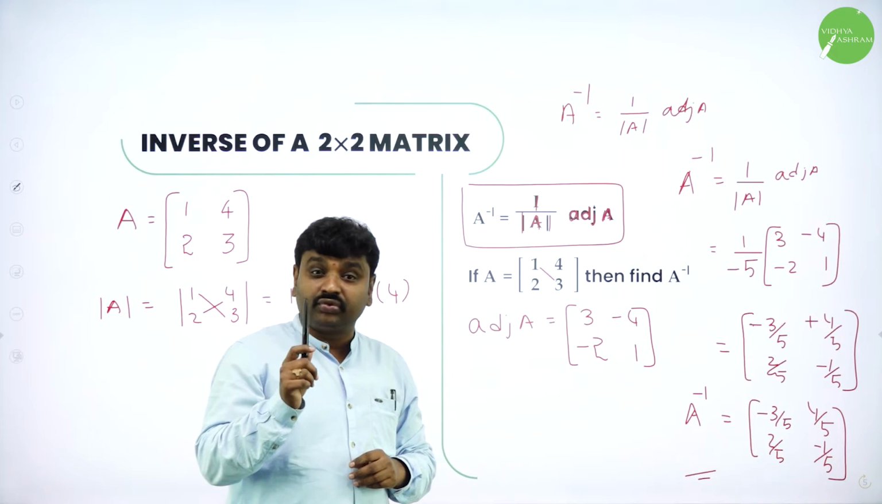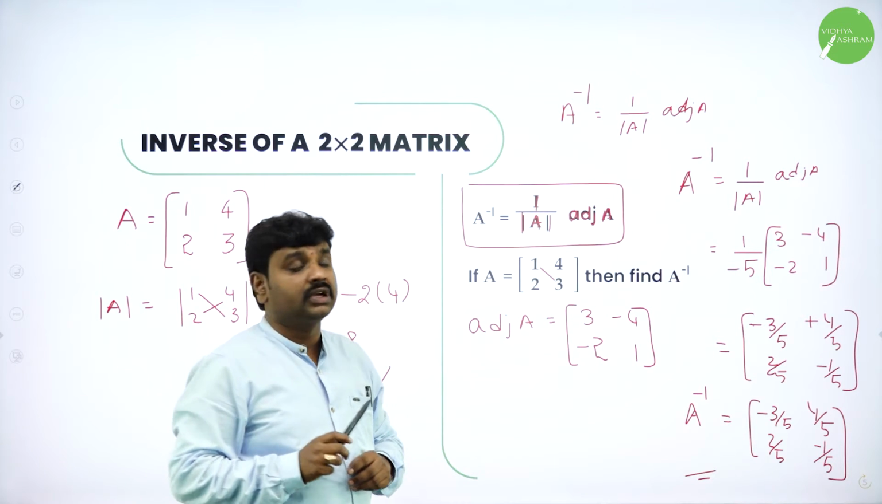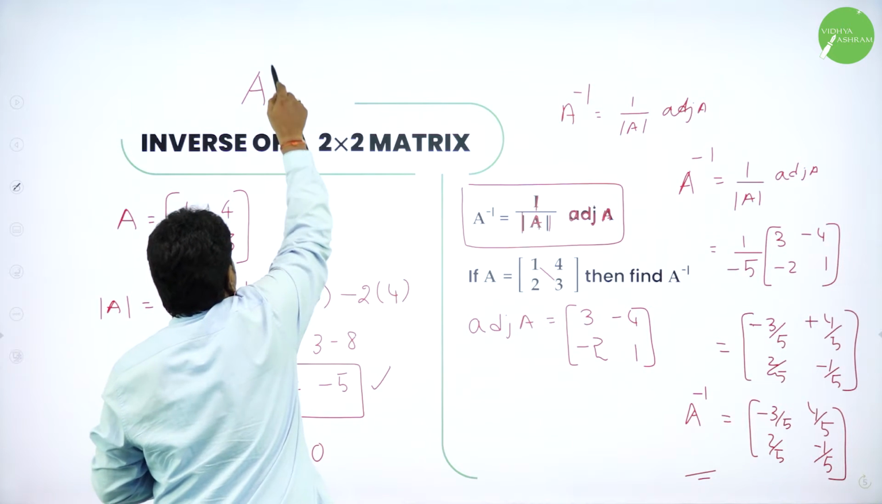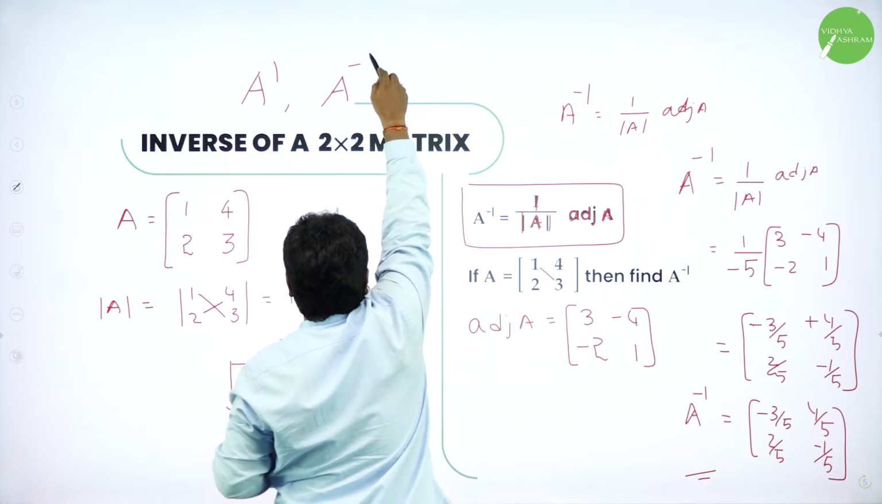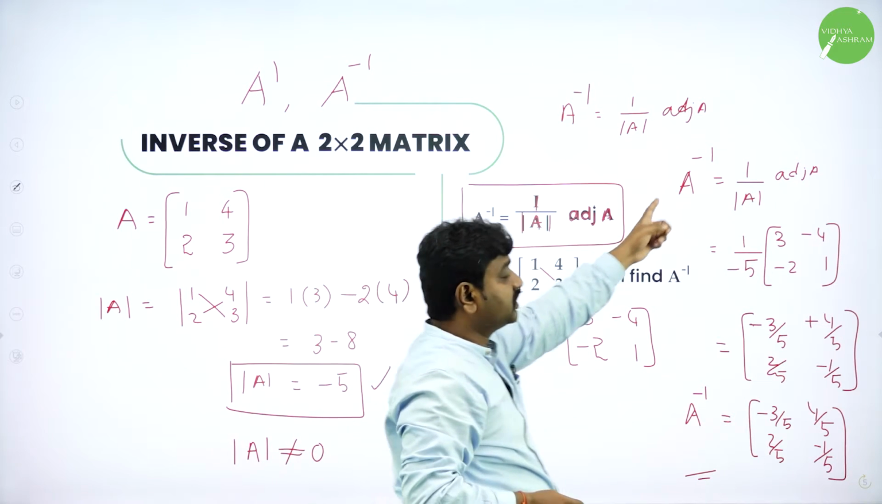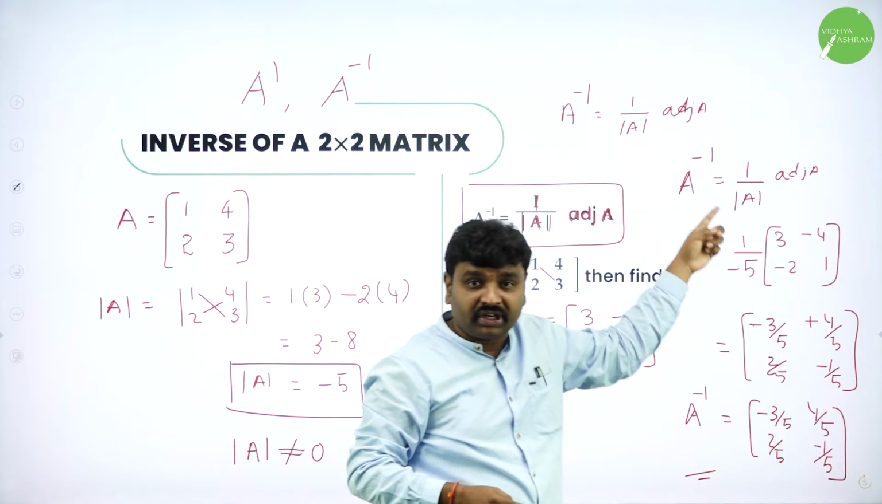Students, don't get confused with transpose and inverse. A dash is transpose. Transpose means change rows to columns. And today we are doing A inverse. Inverse means 1 by determinant A into adjoint A. How to find inverse? 1 by determinant A into adjoint A.